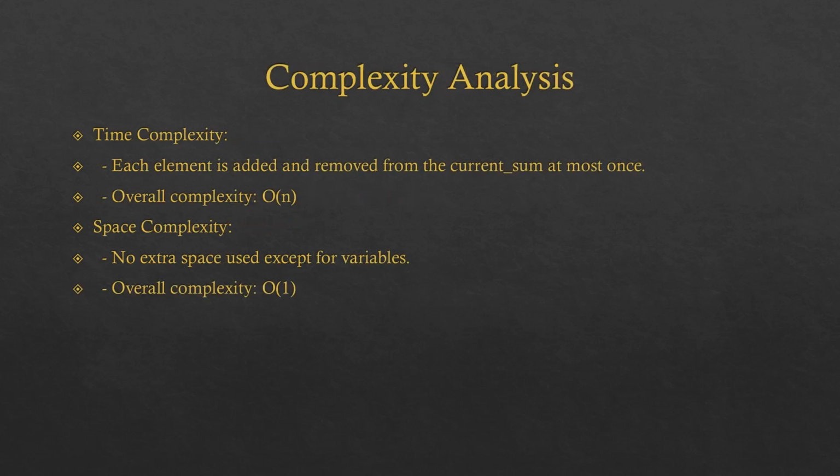Let's discuss the time and space complexity of the algorithm. The time complexity is big O of n, where n is the number of elements in the array. This is because we only traverse the array once and each element is added and removed from the current sum at most once. The space complexity is big O of 1 as we are only using a constant amount of extra space.